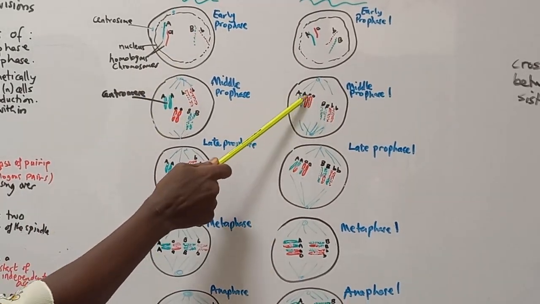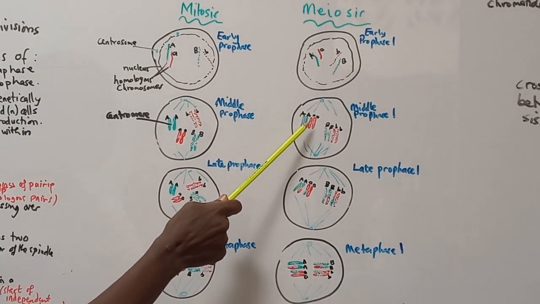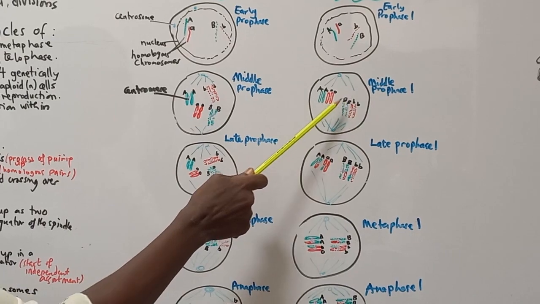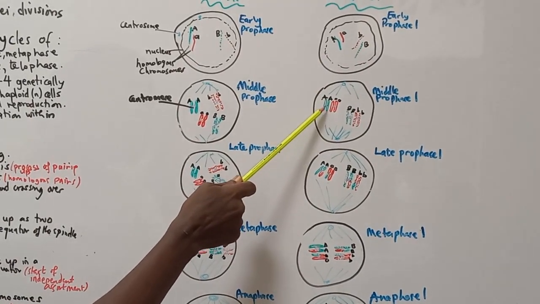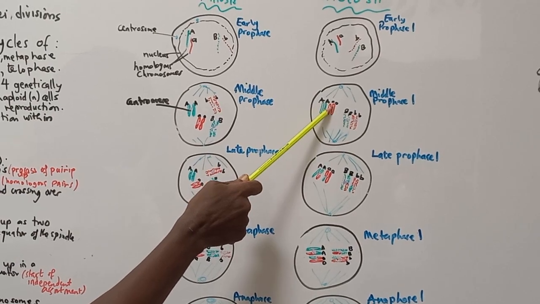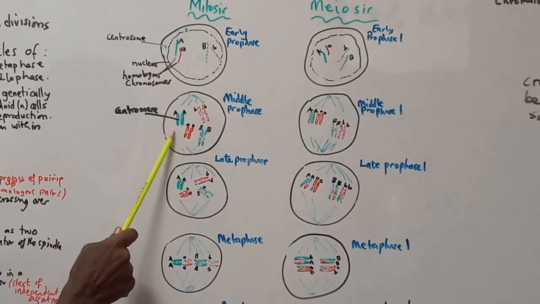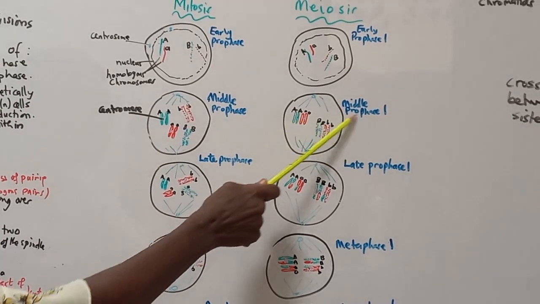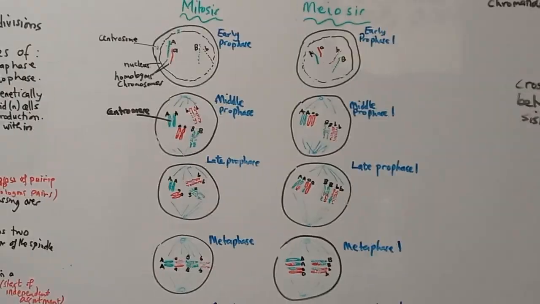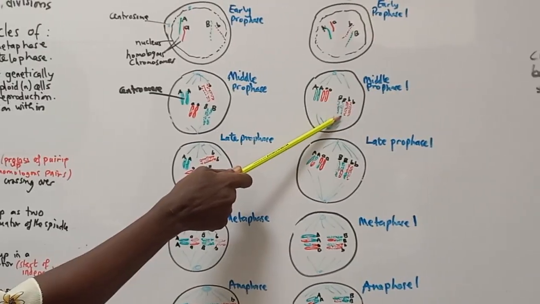The same in meiosis. However, in meiosis, by middle of prophase 1, the homologous chromosomes have paired up. Look at A pairing up with its small a here, B pairing up. There's no such pairing up in mitosis. And the pairing process is the synapsis. Each pair is a bivalent. So this is a bivalent, this is a bivalent.